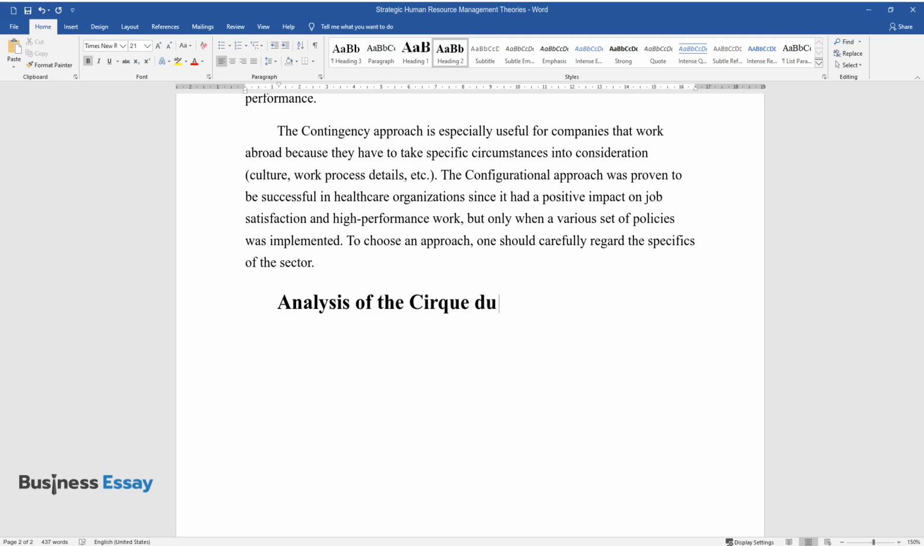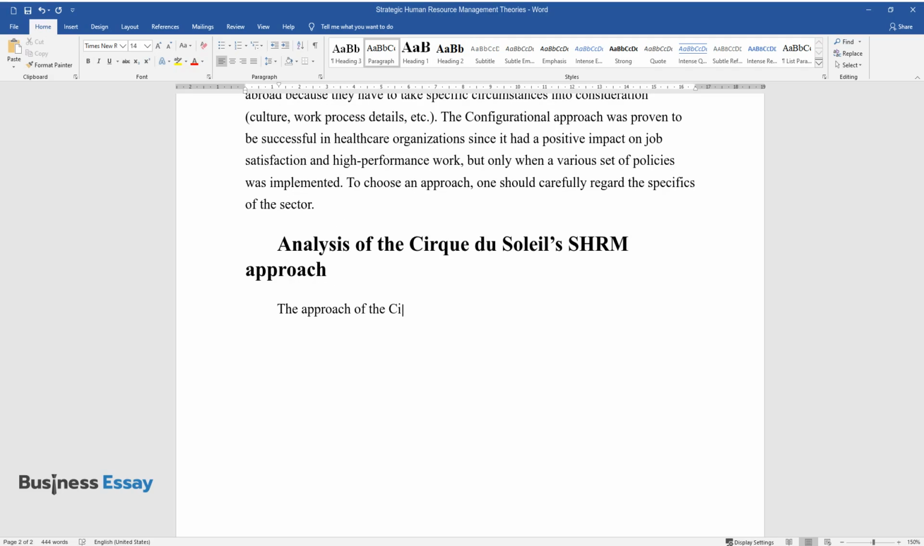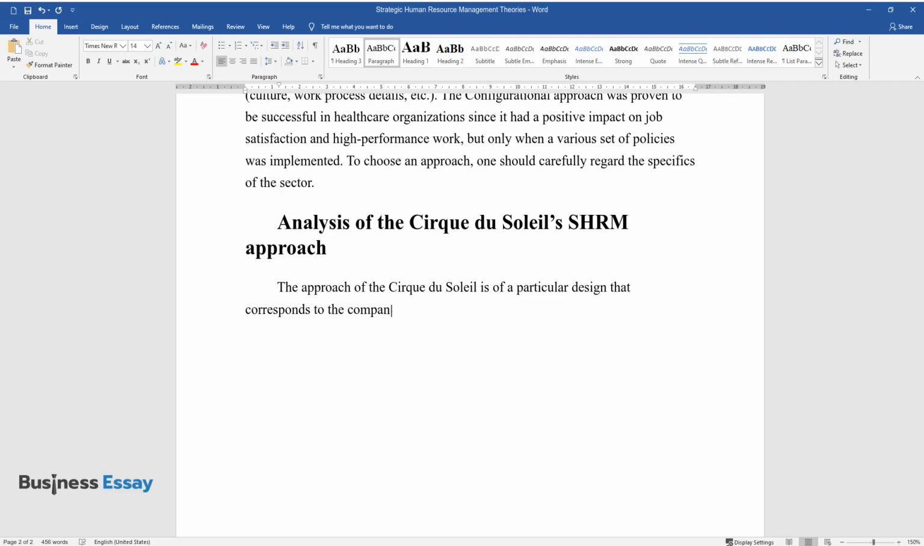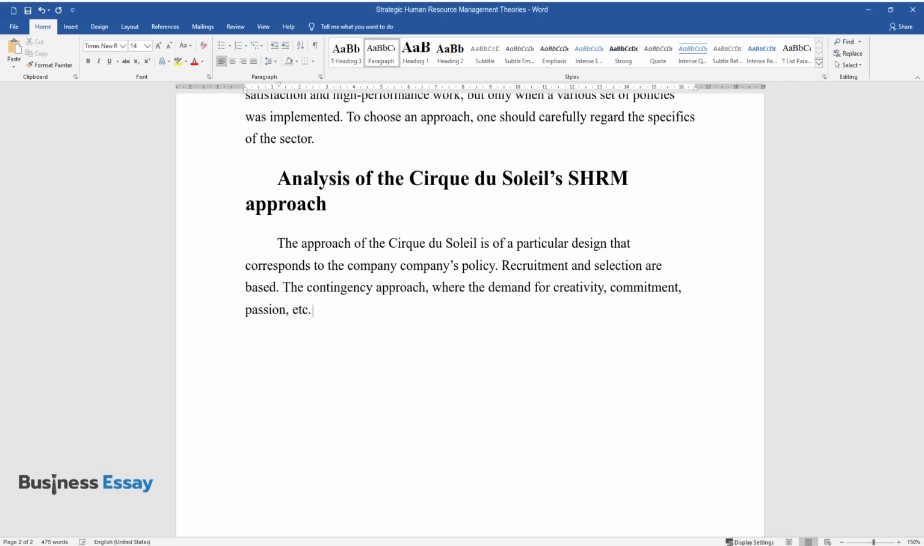Analysis of the Cirque du Soleil's SHRM approach. The approach of the Cirque du Soleil is of a particular design that corresponds to the company's policy. Recruitment and selection are based on the contingency approach, where the demand for creativity, commitment, passion, etc. is not limited by age or experience of the potential employee.